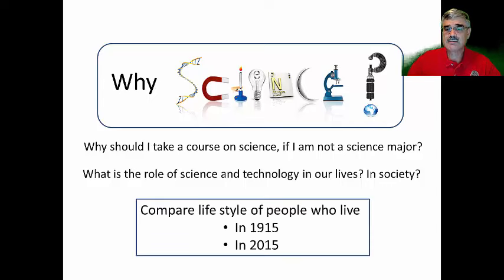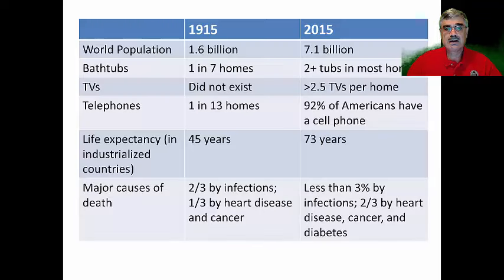And the way to illustrate that is with a little exercise in the next slide or two. Basically, I'm going to compare a number of aspects of the lifestyle of people who live in the current century versus those people who lived about 100 years ago. And I'll show you what I mean in this slide. Currently, the world population is about 7 billion people. 100 years ago, it was much less, about 1.6 billion.